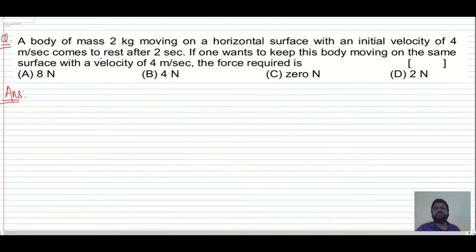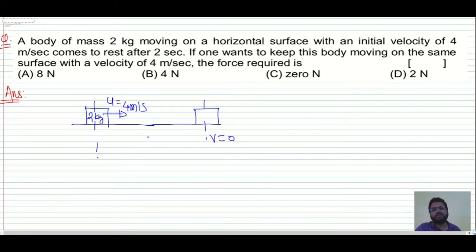Now the next question, it is given a body of mass 2 kg moving on a horizontal surface with an initial velocity 4 meter per second. So one body is given of mass 2 kg which is moving with 4 meter per second, comes to rest after 2 seconds. After 2 seconds, its final velocity will become 0. Initial velocity is 4, time is given 2 seconds. If one wants to keep this body moving on the same surface with the velocity 4 meter per second, the force required is. Okay, so what is the deceleration? Firstly, we have to calculate.